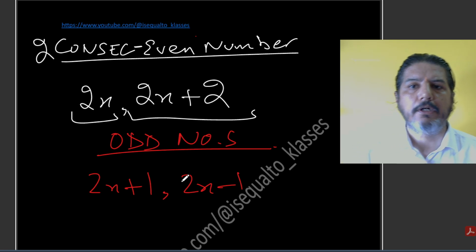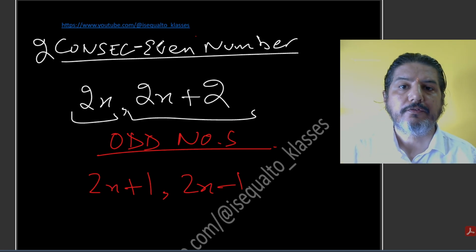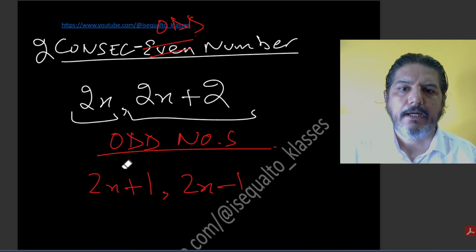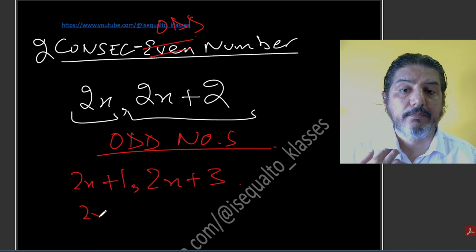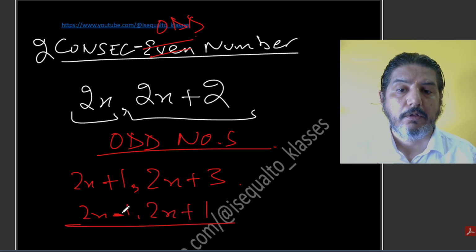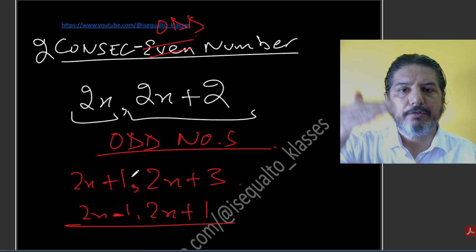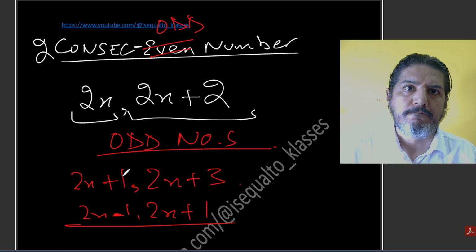So if I want to start, for example, if I had to find 2 consecutive odd numbers, then I'll take 2x plus 1, 2x plus 3. I can also take 2x minus 1, 2x plus 1. So these consecutive numbers, or logic of consecutive numbers, should be very clear.